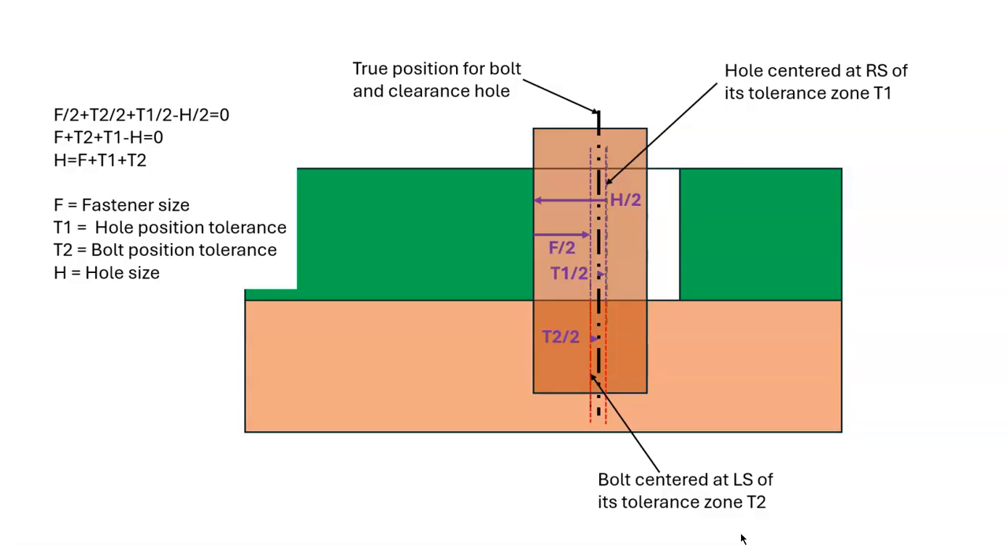We add H to both sides, which gives us the fixed fastener formula, which is H equals F plus T1 plus T2, where F is the fastener size, T1 is the hole position tolerance, T2 is the bolt position tolerance, and H is the hole size.